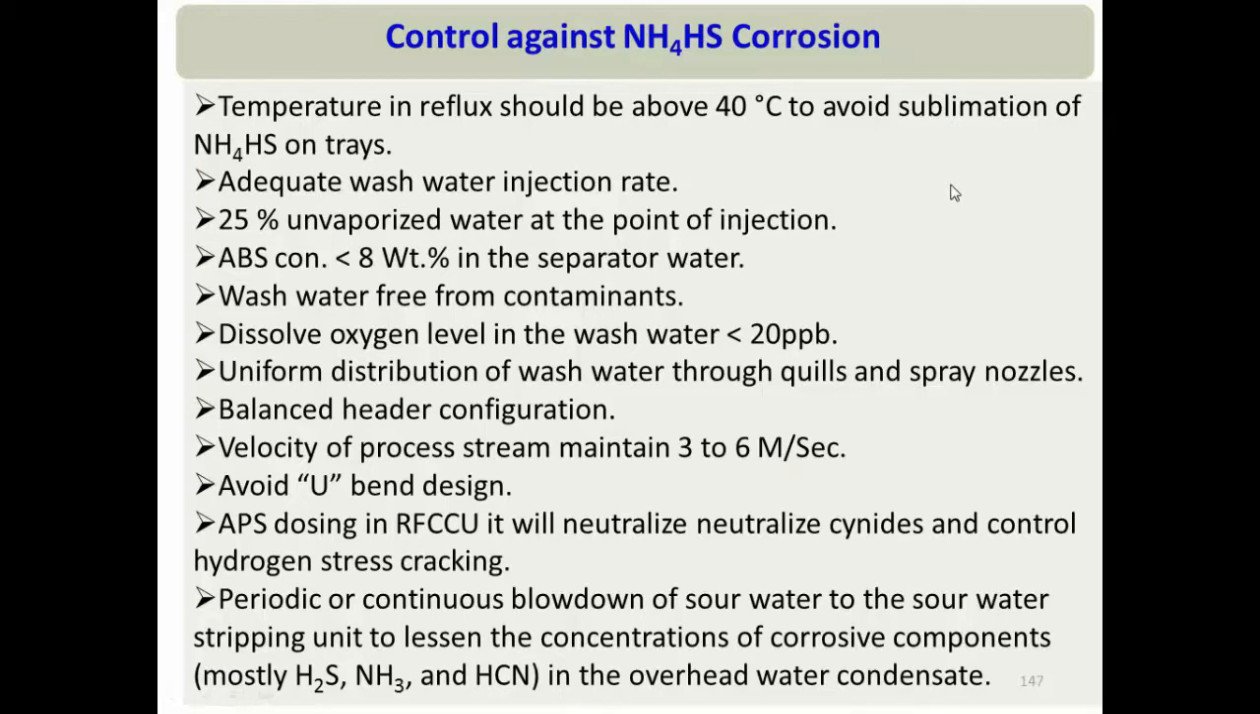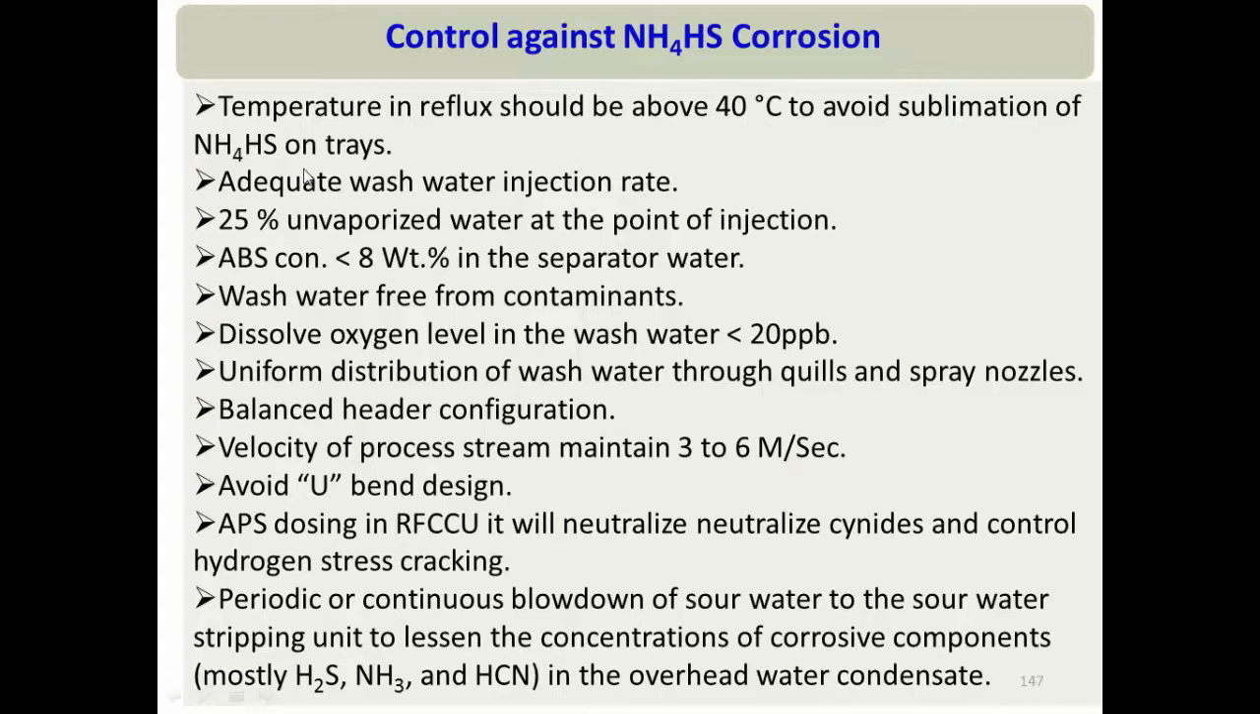There are several important points when we consider how to control this corrosion. One important point is that the reflux temperature should be above 40 degrees Celsius, because if the reflux temperature goes very low, where it enters the main column the temperature at that section may go very low, and this desalting may take place on the trays of the main column, so we should maintain this temperature above that.